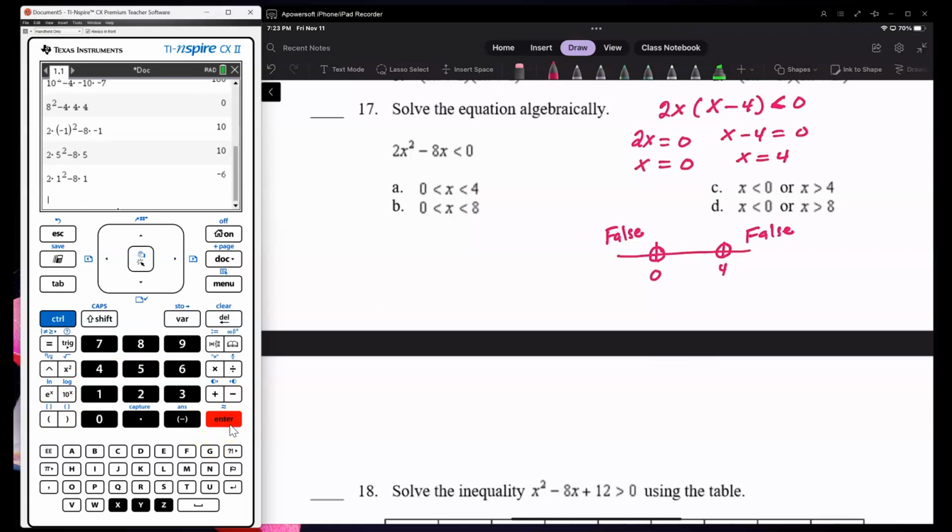So the answer is going to be all the numbers between 0 and 4. So in this case, x is going to be between, or any number that's in between 0 and 4. So it's less than 4, and it also has to be greater than 0. So in this case, it's going to be A.